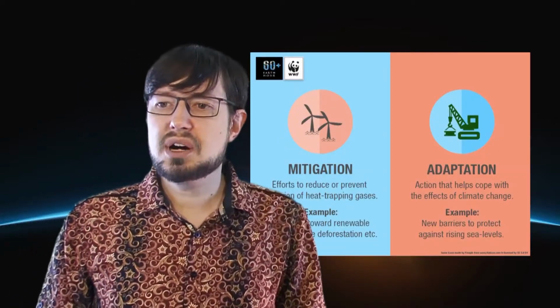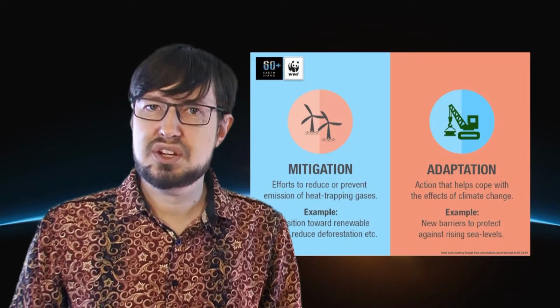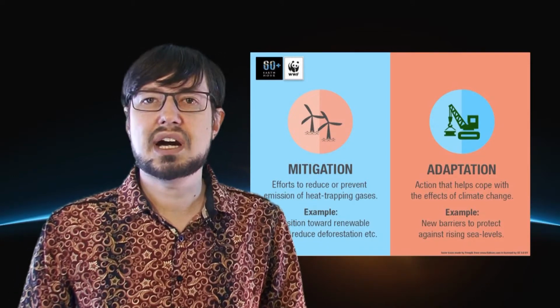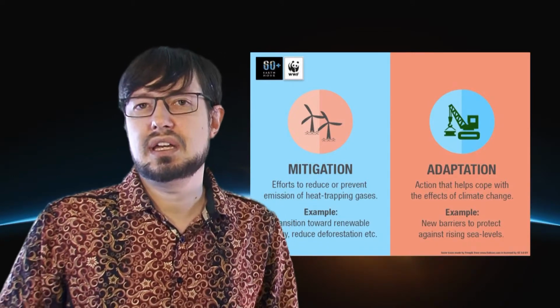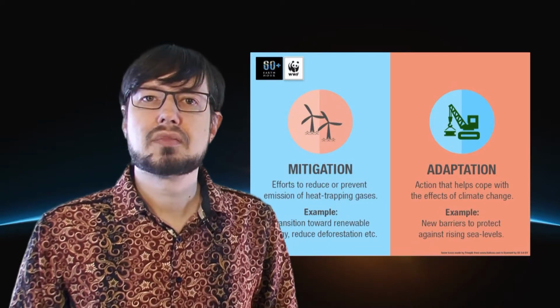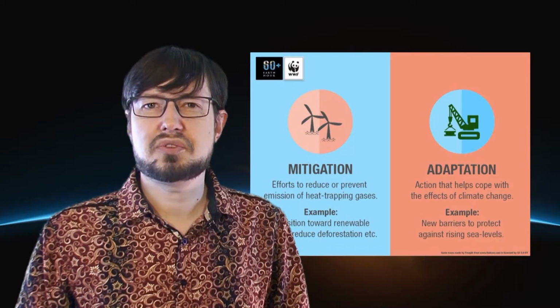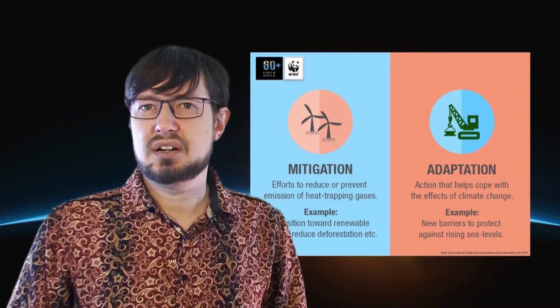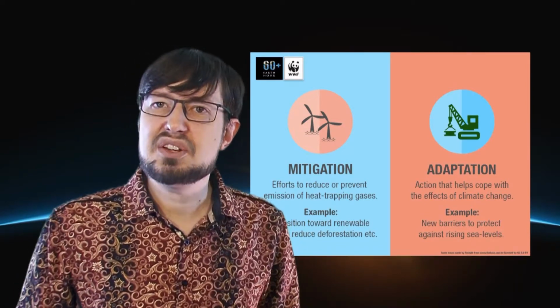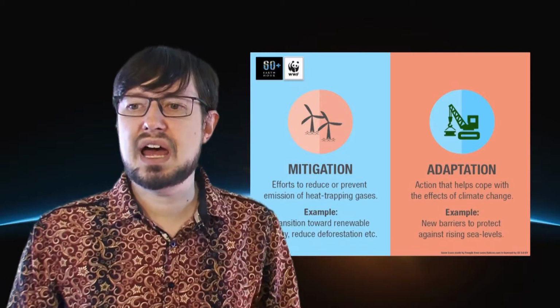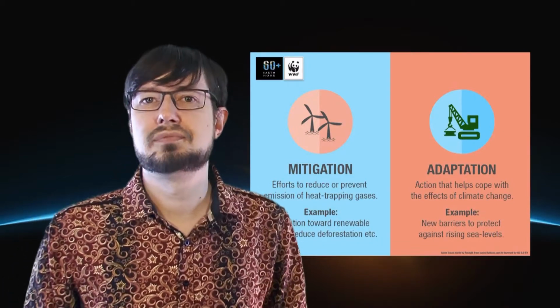Lastly, I want to talk about mitigation and adaptation because these two words you'll encounter a lot in climate change literature. So, the big difference here is that mitigation is some sort of preparation before an event, and adaptation is something you do during or after the event has already occurred.